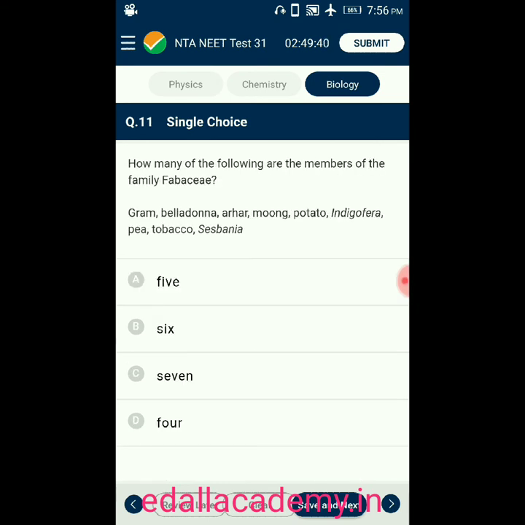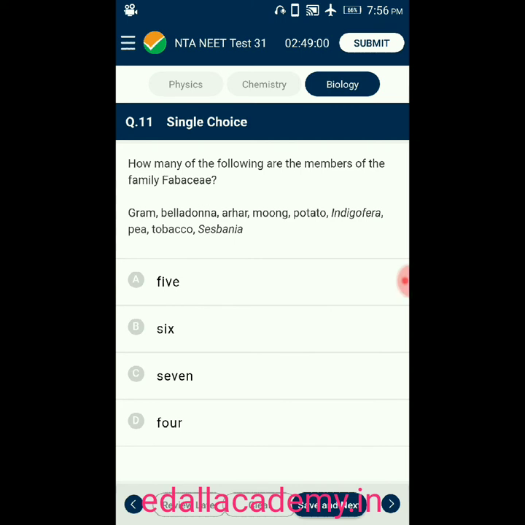Question number 11. How many of the following are members of the family Fabaceae? Here some plant species names are given. Fabaceae is a family of dicot plants, mostly legumes. The members of this family show vexillary aestivation in the petal arrangement. Some important members of the family are pea, soya bean, sesbania, lupin, gram, arhar, mung, indigofera.